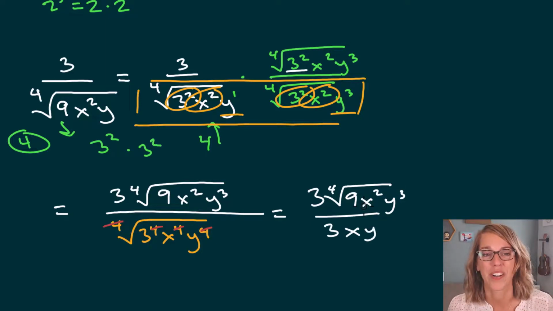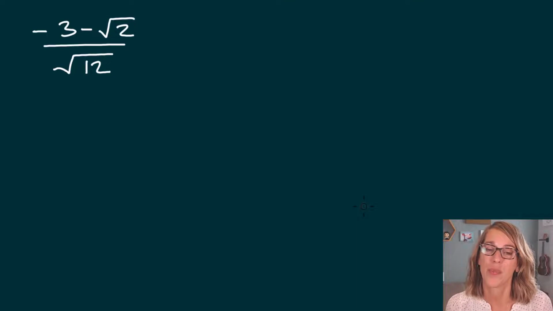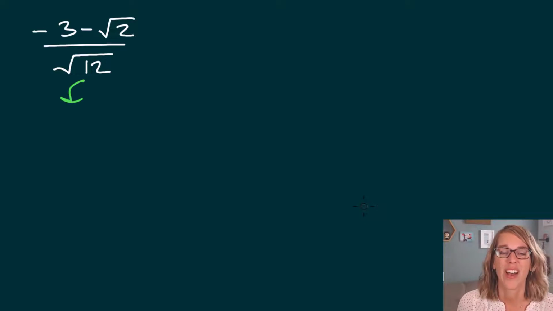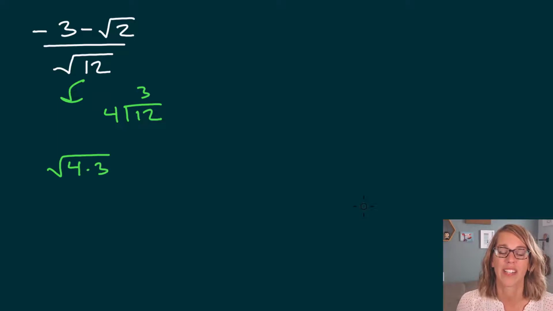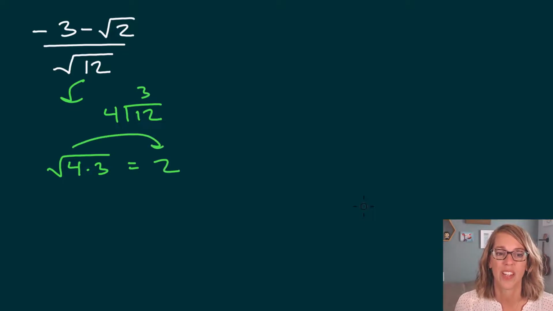I've got one more. In this one, I have a square root of 12 in my denominator, so I know I need something squared. I could multiply in a square root of 12 here, but I really want to use the simplest possible radical, so I'm going to simplify this radical 12 first. A perfect square does divide into 12. 4 goes into 12 3 times. So I can rewrite the square root of 12 as the square root of 4 times 3. I can take the square root of 4, that's equal to 2, and then I'm left with a radical 3 in my denominator.